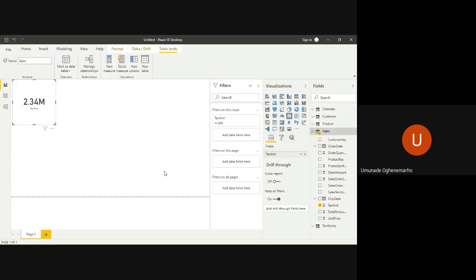Is that all there is to the card visualization, just to move a particular figure into the card? Yes, it is.